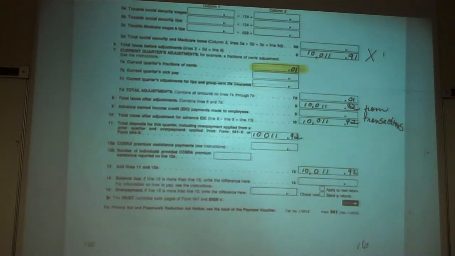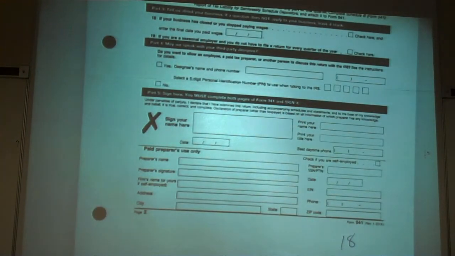Number 4, part 4, may we speak with your third-party designee? Do you want to allow an employee, a paid tax preparer, or another person to discuss the return? If yes, we need to put numbers or phone numbers and names in there. And then part 5, you must complete both pages of 941 and sign it. If you're the person that's preparing the form and you're the person that's supposed to sign it, and I don't remember that person's name. Who was it? Bill Brown. So Bill Brown would have his name in here. I wouldn't write Bill Brown's name in there because you wouldn't want to forge his name.